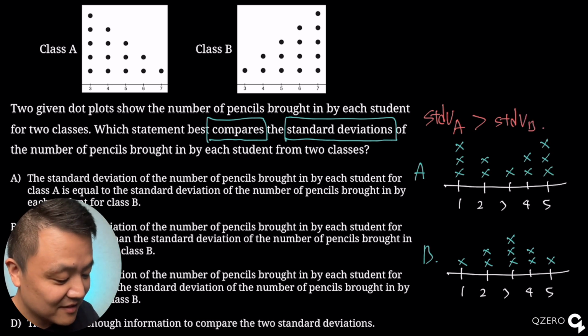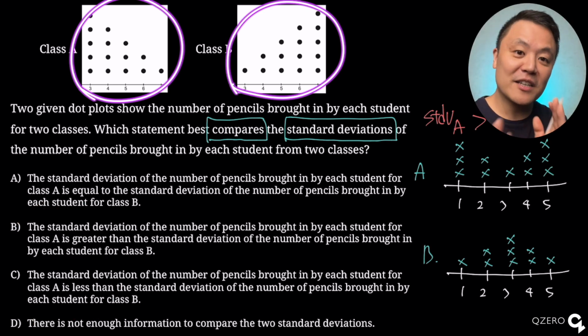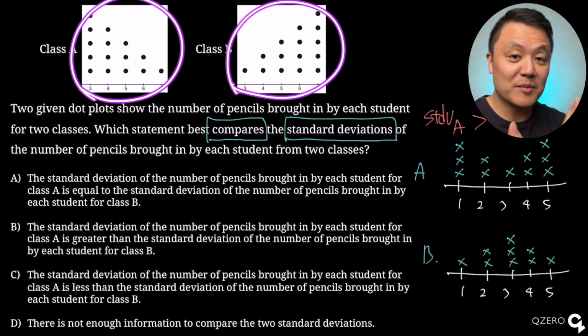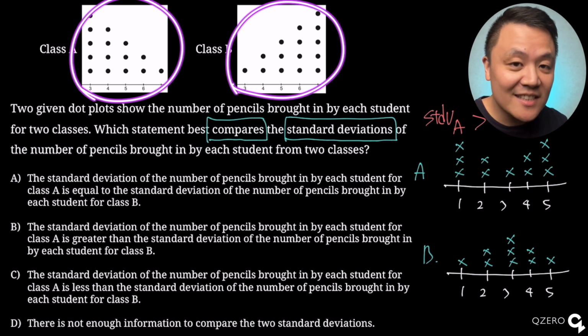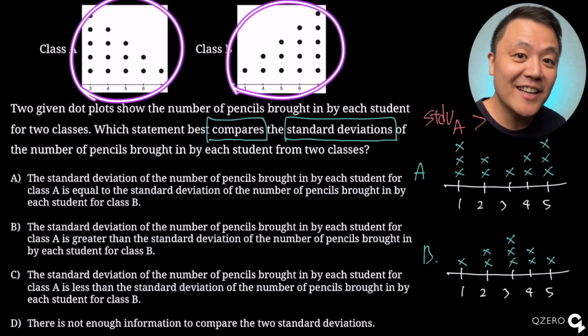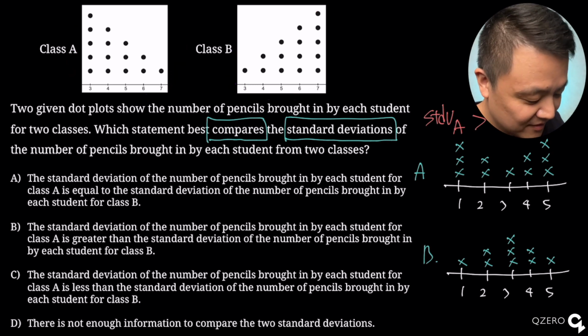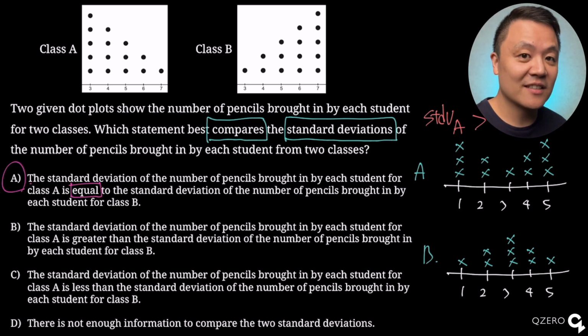So take a look at these two given data sets. They are kind of mirror images of each other, just flipped around. So that means when it comes to the degree of overall spreadness, you cannot really tell the difference. They're the same. So that means they're supposed to have the same value for standard deviations. So answer choice A should be the correct answer.